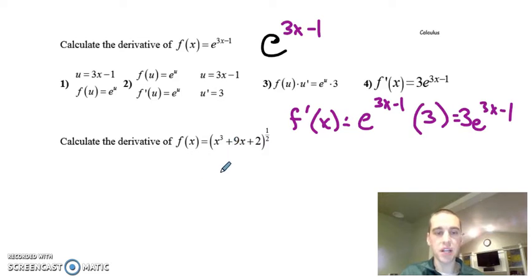I want you guys to pause the video and use the method that I say. Derivative of the outside, keep the inside the same, multiplied by the derivative of the inside, and try it on this one. So pause it, please.